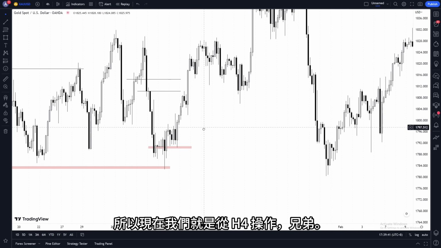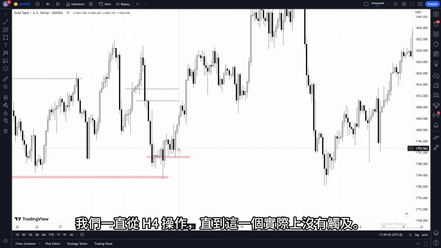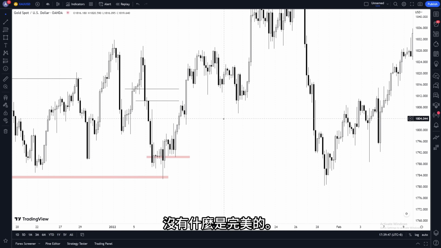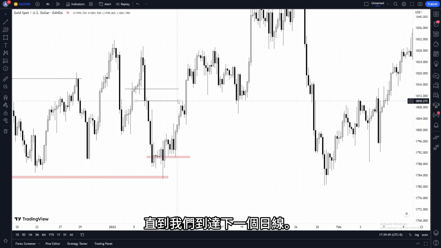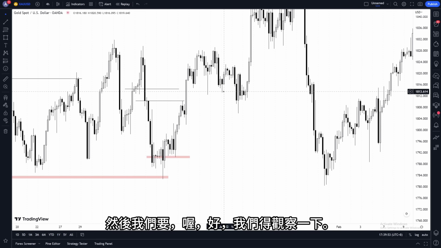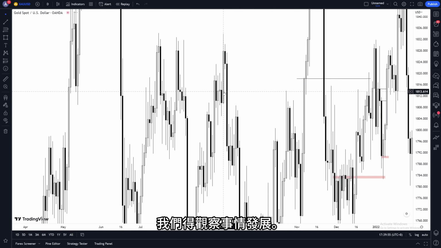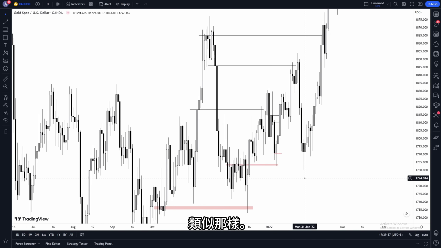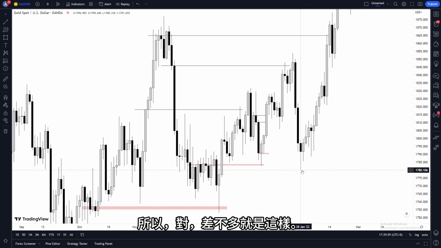So now we're just playing from the H4s, man. That's it. And we're playing it from the H4s up until this one didn't actually reach. Fair enough. It is what it is. Nothing's perfect. Until we reach the next daily. Okay? And then, oh, okay, we gotta observe things. You know, things like that, man. So yeah, that's pretty much it.